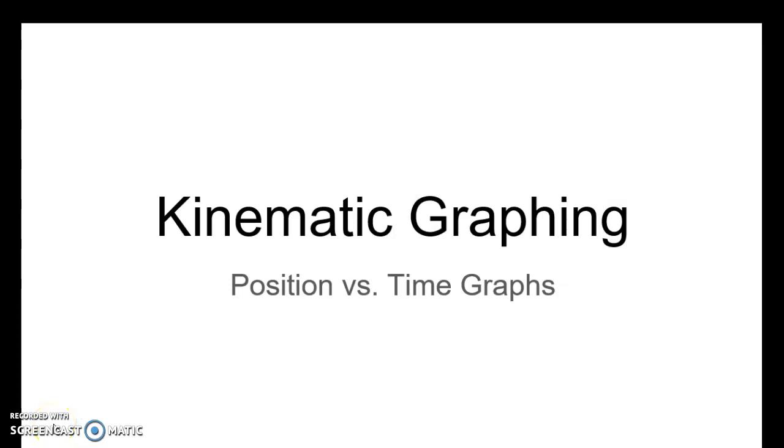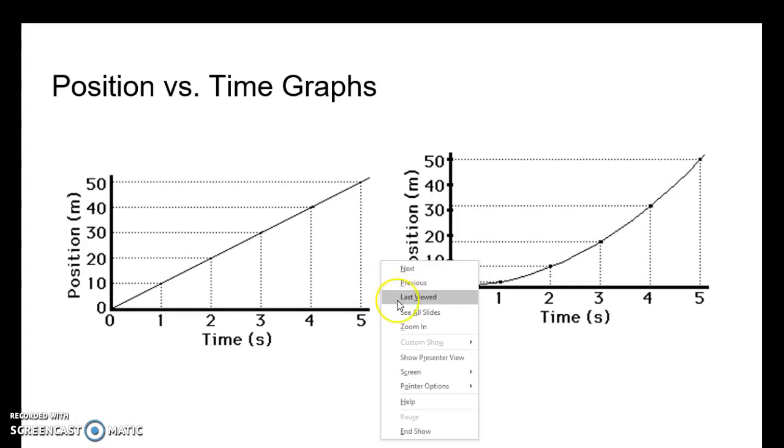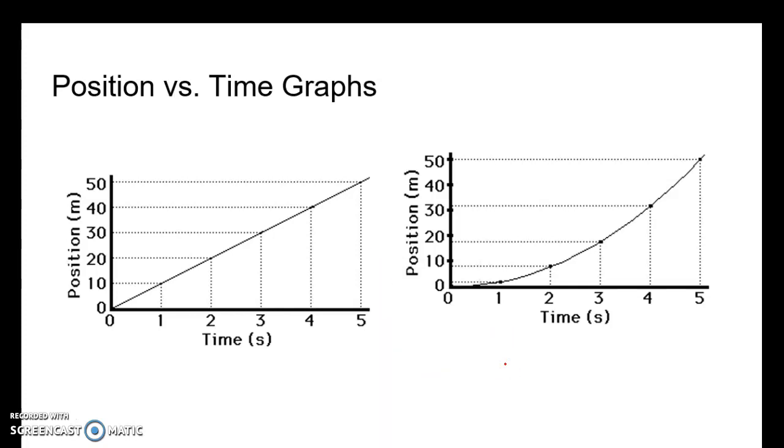Okay, we're going to start talking about kinematic graphing and position versus time graphs. In a position versus time graph, time is going to be on the x-axis and position is going to be on the y-axis. And these graphs can take two different shapes.